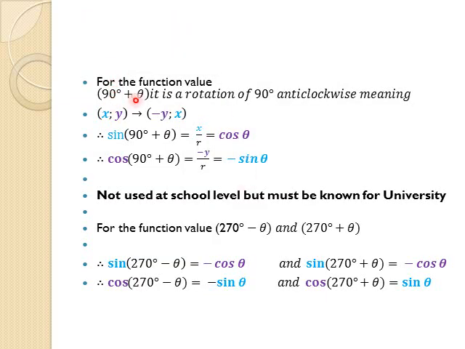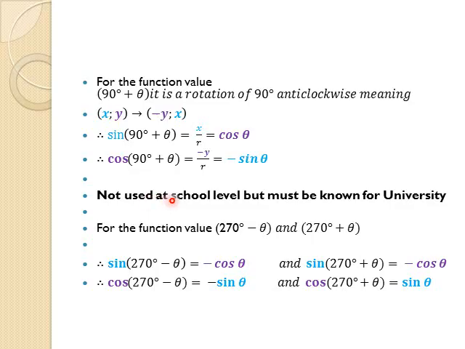Now 90 plus theta, you saw, is in the second quadrant. This is a rotation of 90 degrees anti-clockwise. So in short, my x and y still swap, but now y becomes negative. So sine of 90 plus theta, which is y over r, will become x over r, and it becomes cos theta. Remember, in the second quadrant sine is positive. But for cos of 90 plus theta, in the second quadrant cos is negative. As you can see, it becomes negative y over r, but the 90 changes cos to sine.